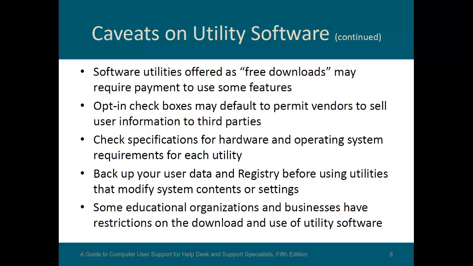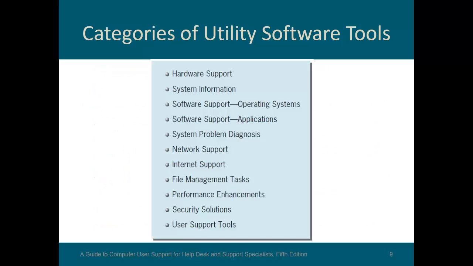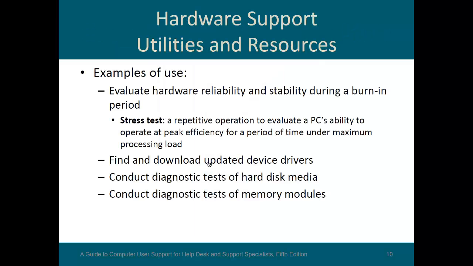Some educational organizations and businesses have restrictions on the download and use of utility software, so you have to make sure that the business allows you to download that software before you do it. So categories of software tools: hardware support, systems, software, a couple of different kinds, system problem diagnosis, network, internet, file management, performance enhancements, security solution, user support tools, lots of different ones, and many of them come free inside Windows.